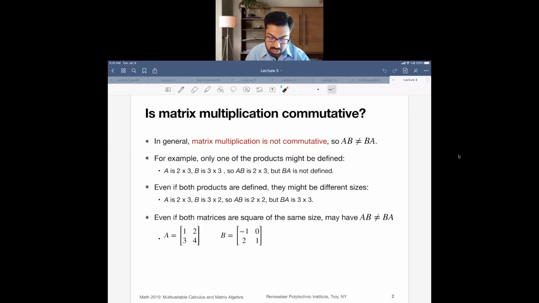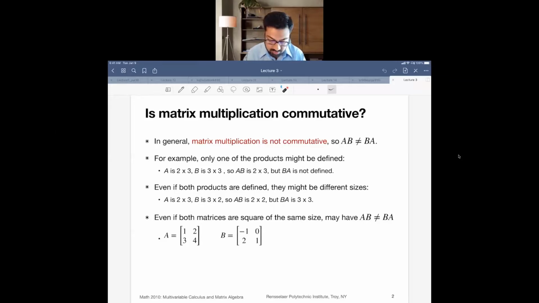So in general, matrix multiplication is not commutative, which means that if you multiply A then B, it is not going to be the same in general as B times A. Even though algebraic multiplication is commutative, matrix multiplication is not commutative. So let's take a look at a few cases.